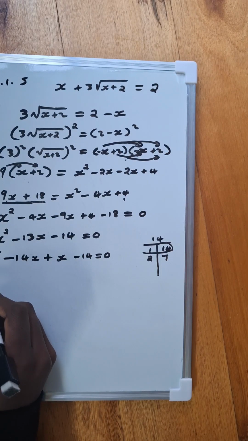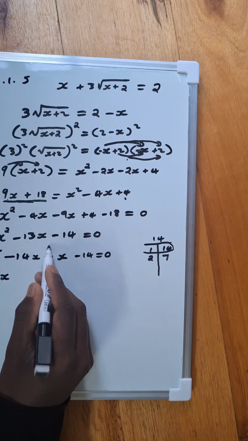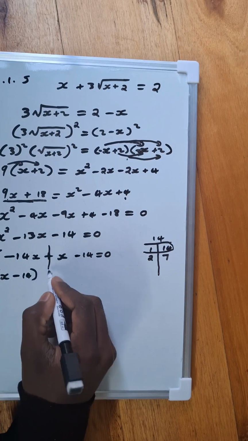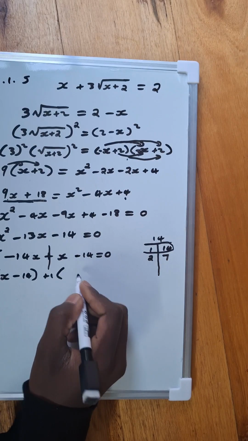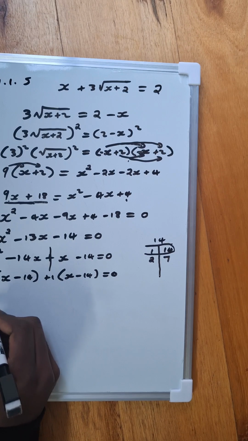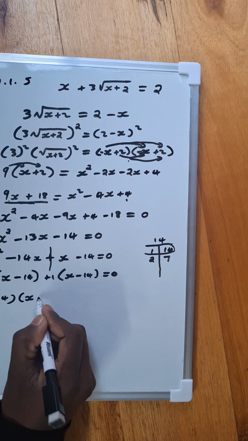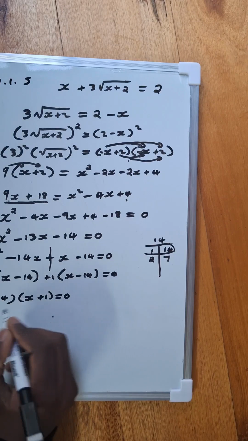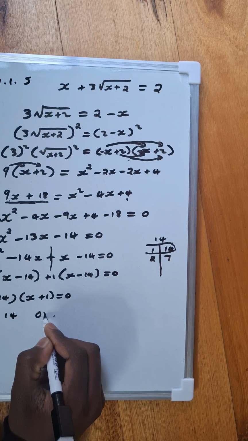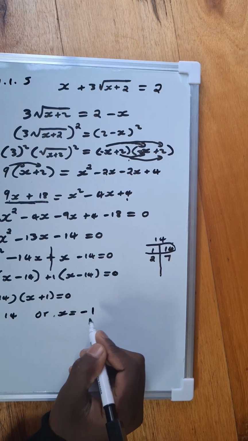So it will be x into x, what is common on the first two, then it is x, it's 14. So here what's common is just 1, so everything doesn't change. So this bracket is common. I factor it out, I'm left with x plus 1 equals 0. So x is equal to 14, or x is equal to -1.